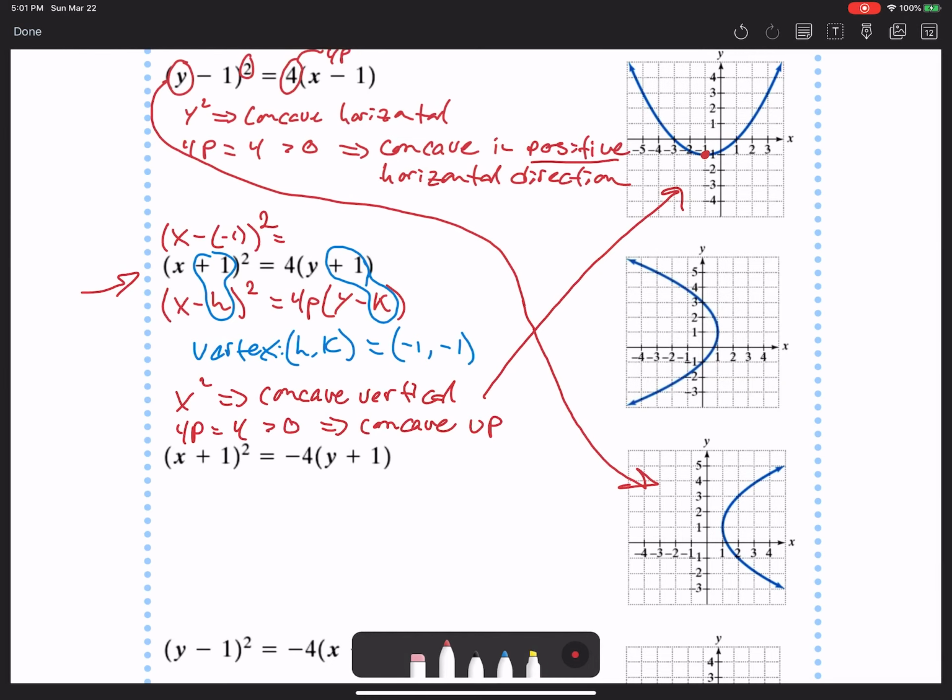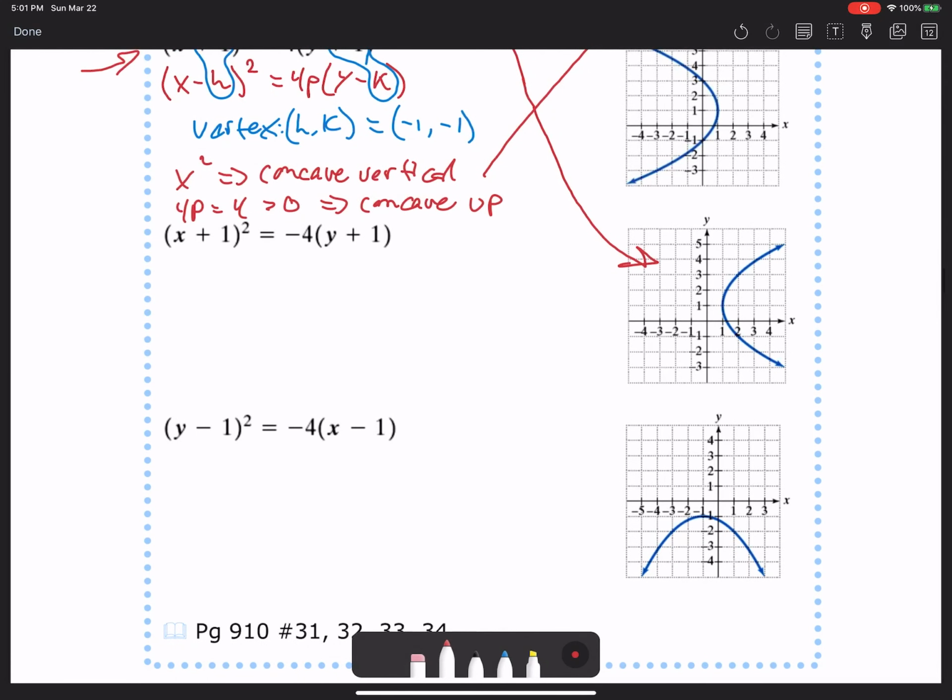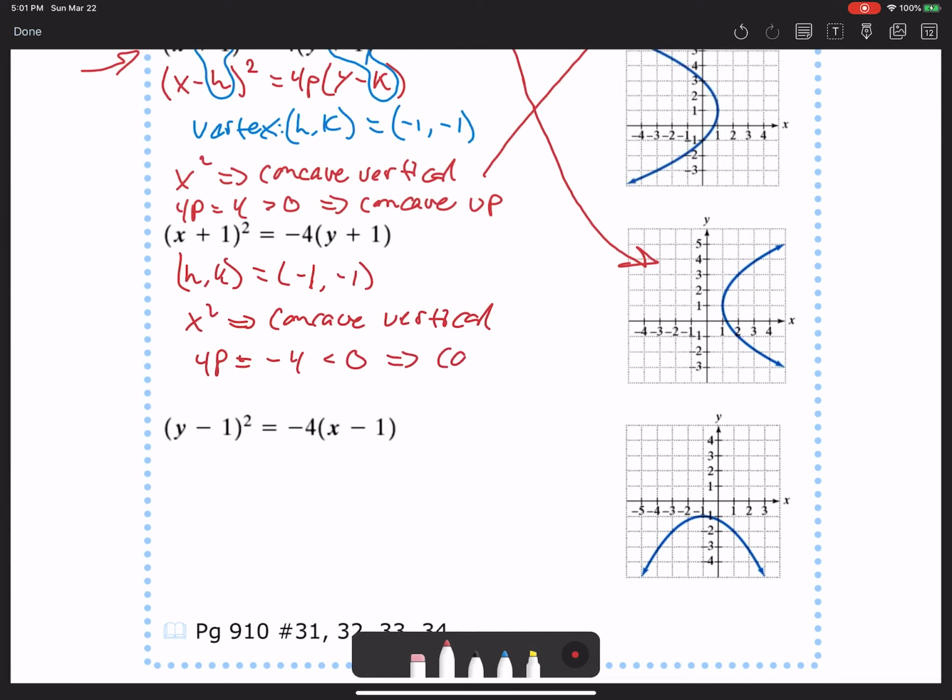All right, let me give you the answers to these last couple. HK here is located at negative 1, negative 1, and x squared says concave vertical, and 4p is equal to negative 4, which is less than 0, so it's concave down. So our third equation matches up with our fourth graph.